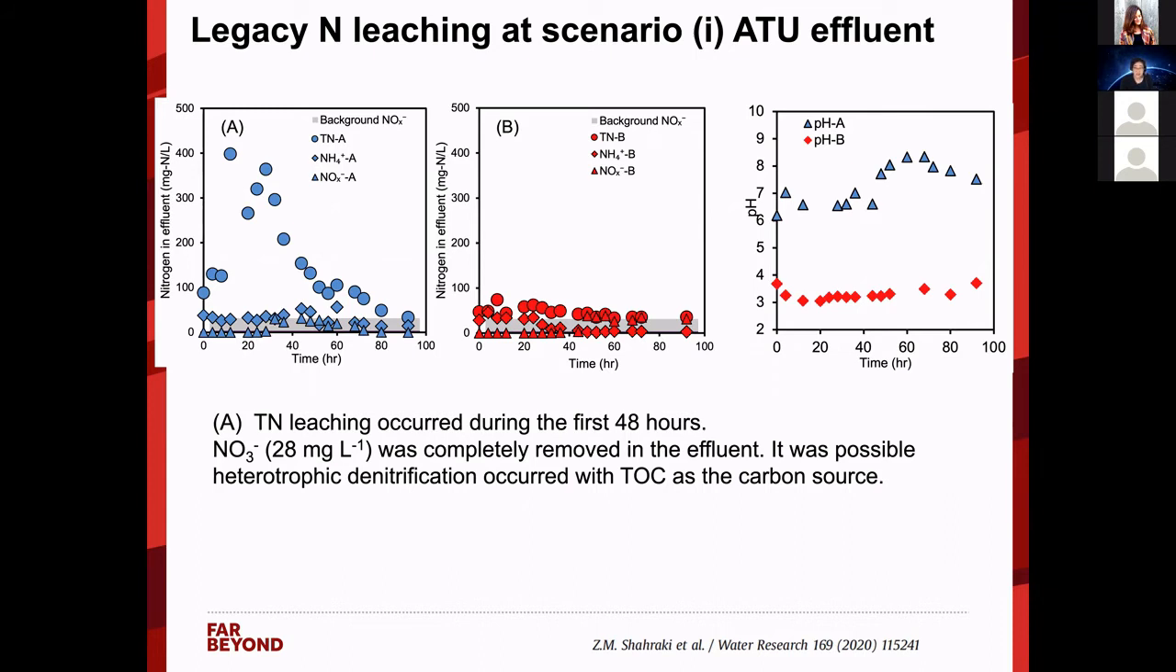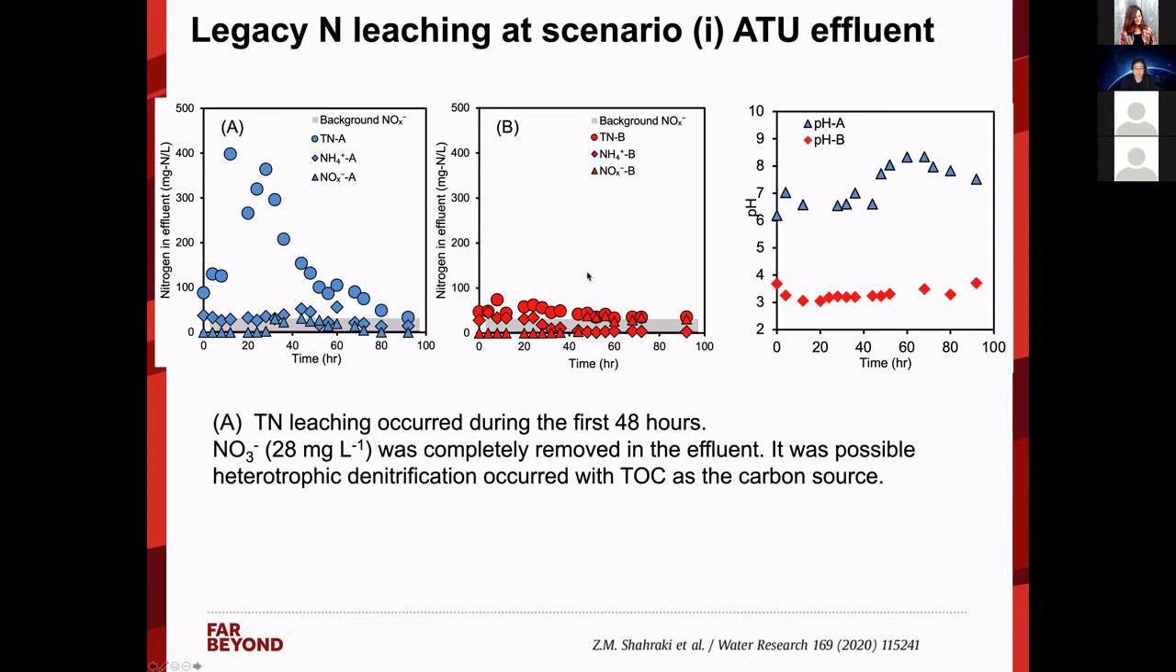And the nitrate concentration, very interestingly, the nitrate concentration, which is the triangle here, decreased at the first 24 hours and then increased to the level close to the influent. And then after the 44 hours, this nitrate level decreased again and was under the detection limit. So accordingly, the pH after the 44 hours also increased. So this nitrate removal was possibly due to the heterotrophic denitrification, because total organic carbon present in the soil can serve as the carbon source.